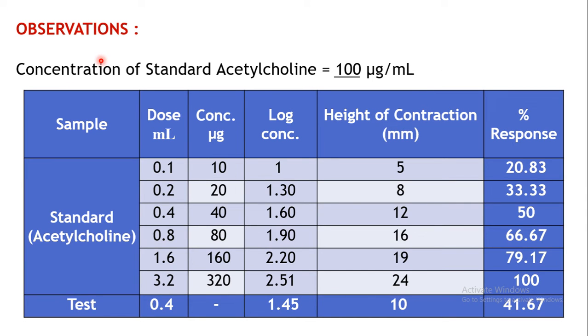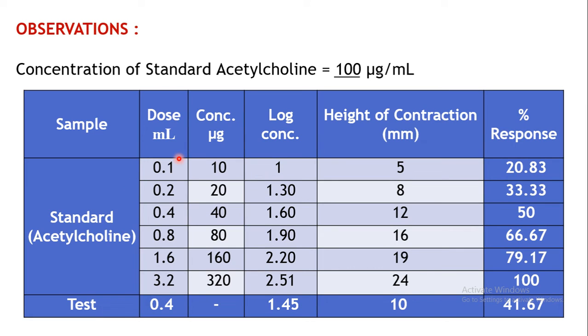Once you have recorded the DRC, you need to record or tabulate your results. So this is the observation table. The concentration of the standard acetylcholine is 100 microgram per ml, which is prepared. So it's a known concentration to you. Using this you are finding out the concentration of your unknown solution, that is your test solution.